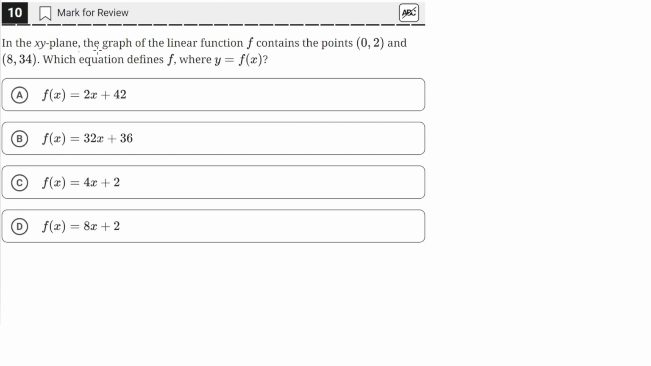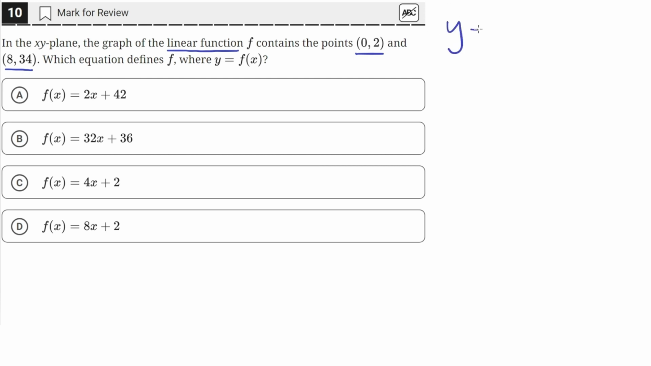In the xy-plane, the graph of the linear function f contains the points (0, 2) and (8, 34). Which equation defines f, where y equals f of x? Okay, so the problem tells us that there's a linear function that passes through these points, and we need to find the equation of that function.